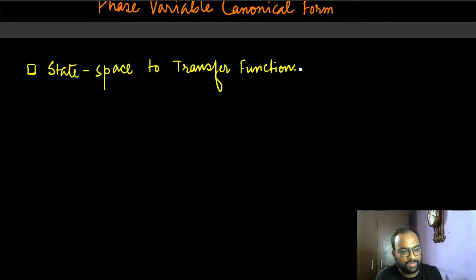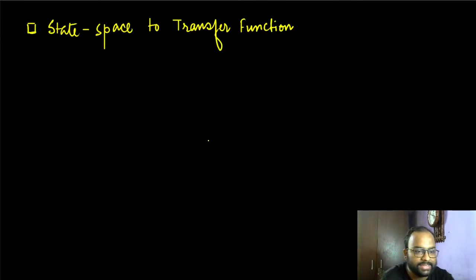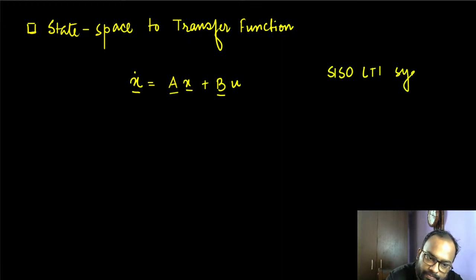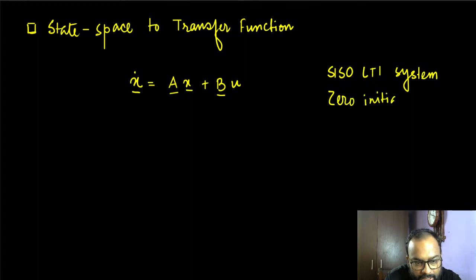Okay, state space to transfer function. All right. So what is the state space model? The state space model is described using this differential equation: X dot is equal to AX plus BU. I'm considering a SISO system, single input, single output LTI system. Of course, since I am constructing the transfer function, I also have to assume 0 initial conditions.